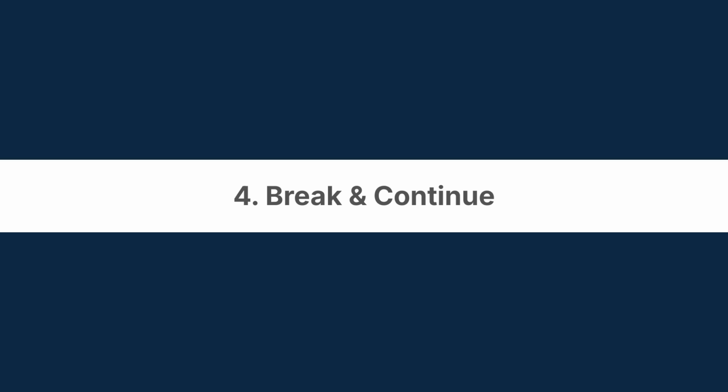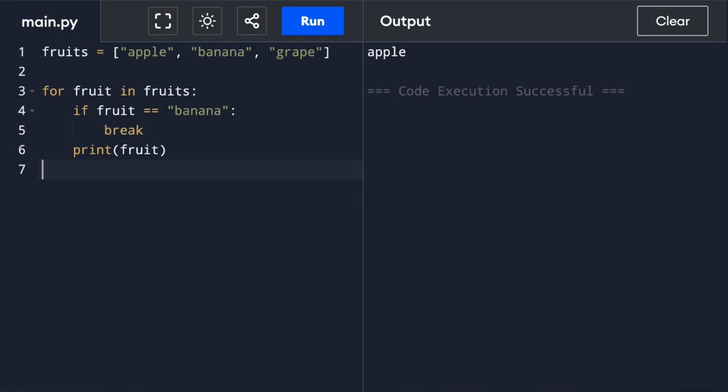4. Break and continue. First, about break. Break means stop the loop completely. This is an example of break. The loop printed apple. When it found banana, the loop stopped immediately. Grape was skipped.